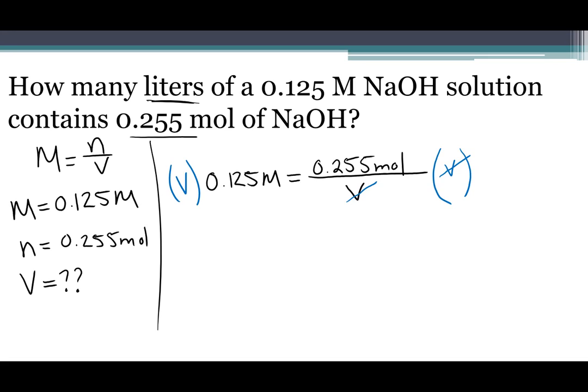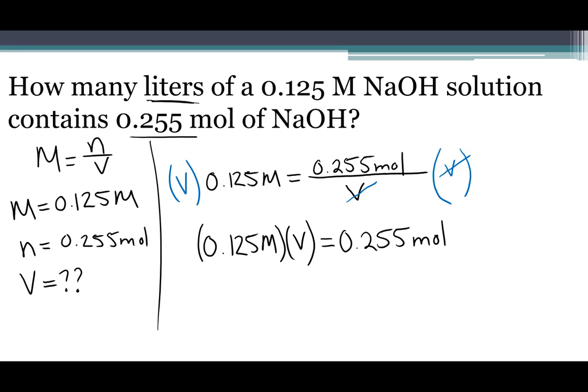So just simply rearranged. So now what we have is 0.125 molar times volume, and that equals 0.255 moles. Okay, so volume is no longer on the bottom of a fraction. So now what we can do to get volume by itself is just simply divide by molarity.